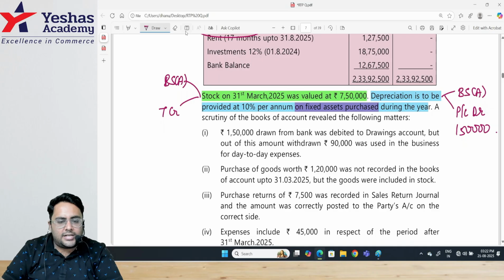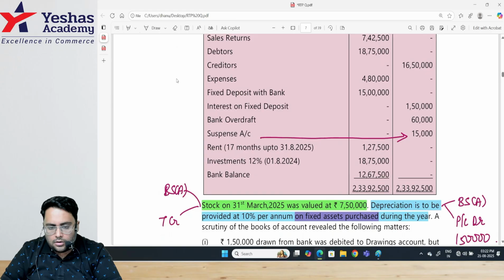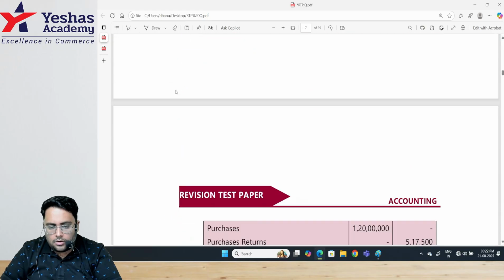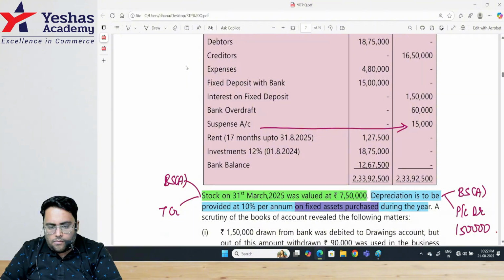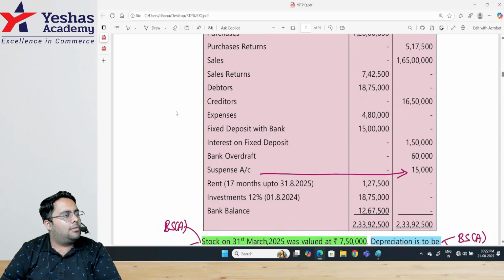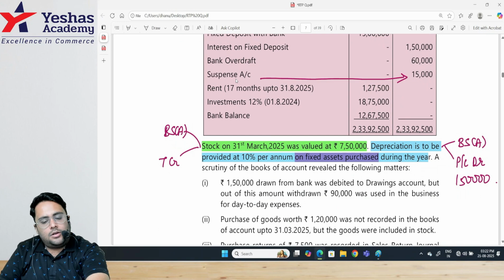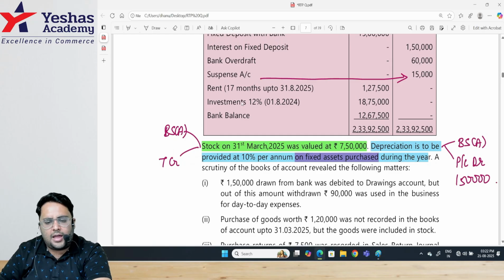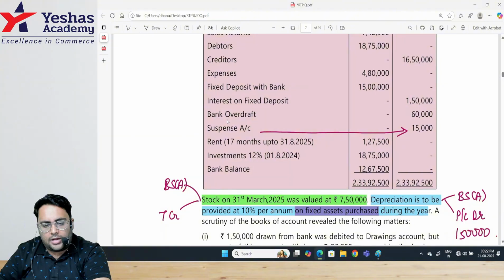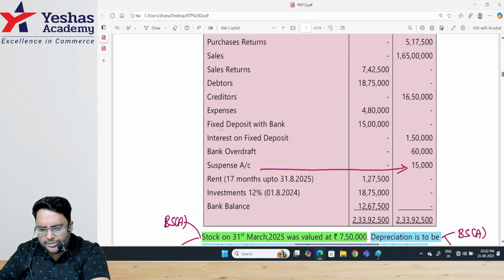Sir, what about the old assets? If I go back to see somewhere in the question, they have not mentioned anything about the old assets. Let it be, no problem. They want only depreciation on the new assets. Is that clear? Yes or no, sir? Okay, what will I go ahead to prepare below this? I'll go ahead to prepare your trading account, P&L account and balance sheet. Somewhere they should have given data for depreciation. Check the question once.